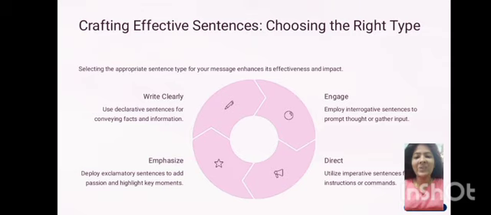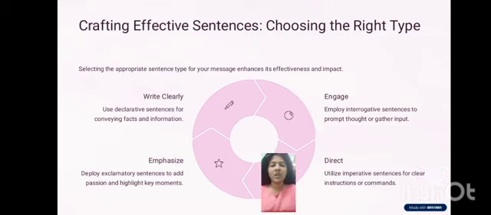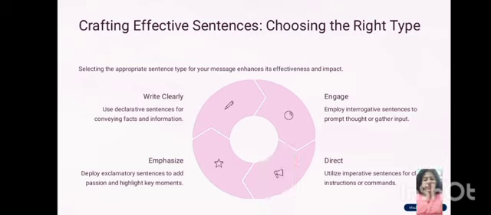Now, here are the rules for crafting effective sentences and choosing the right type. First one is write clearly. Use declarative sentences for conveying facts and information. Employ interrogative sentences to prompt thought or gather input. Employ exclamatory sentences to add passion and highlight key moments. Utilize imperative sentences for clear instruction or commands.